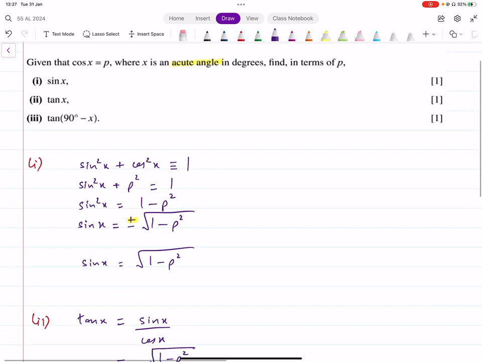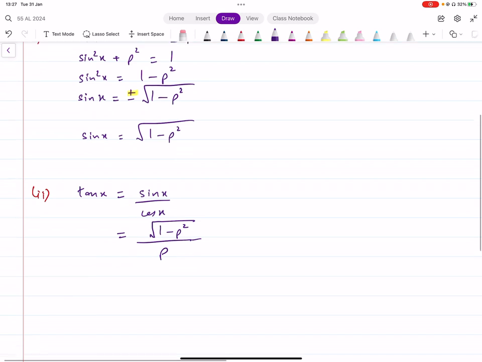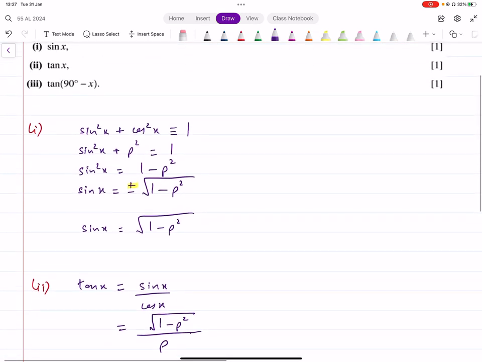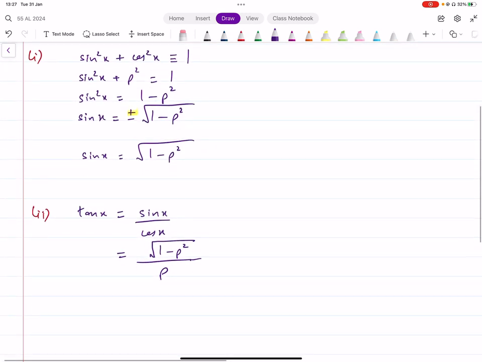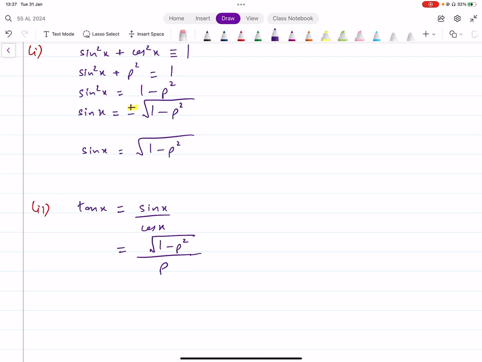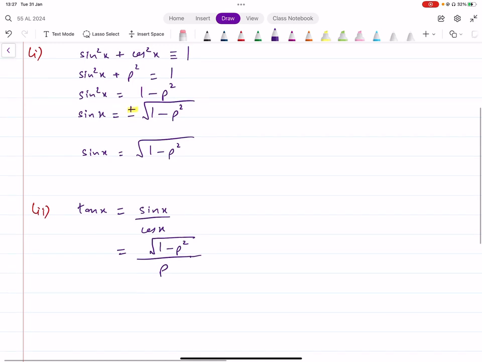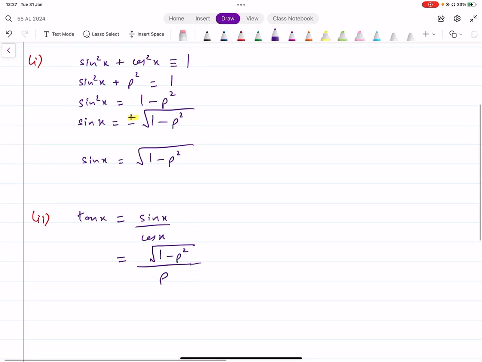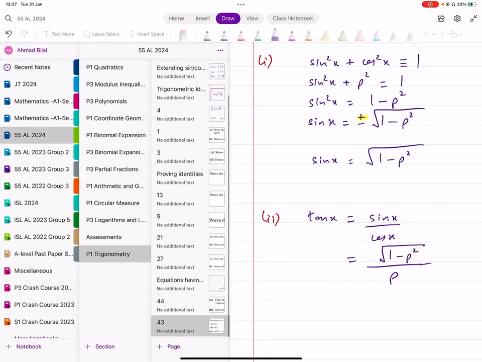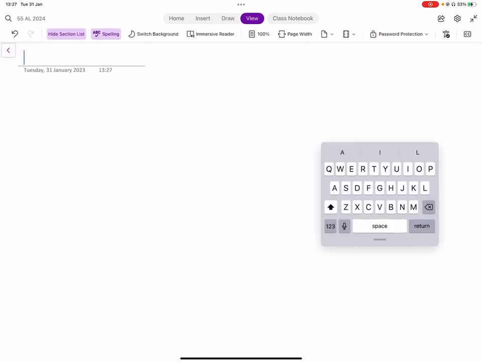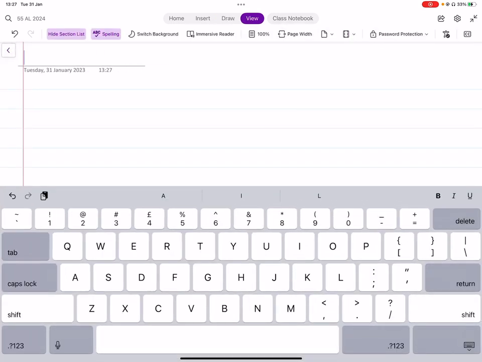Now the third part says find tan of 90 minus x. Now this is something that we haven't done yet. Okay. So let me first introduce you to some more identities which you should know about, which are not given in the formula sheet. Okay. Clear till here? Any problem? Good, we've got another set of identities and they're called complementary angle identities.